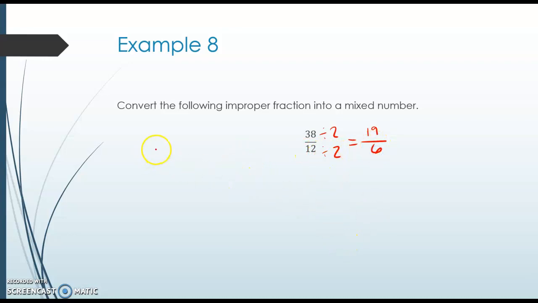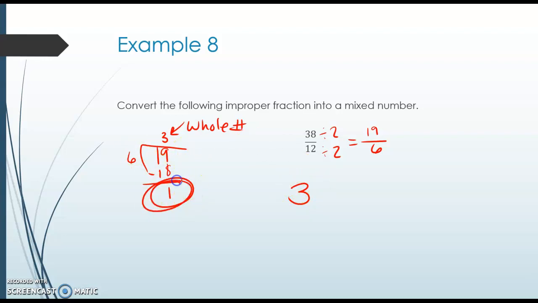And then from here, I'm going to think of it as division. 19 divided by 6. Well, 6 goes into 19 3 times. 6 times 3 is 18. 19 minus 18 is 1. So this top number is my whole number. That's going to be the big number in front. And then this remainder here, that's my numerator.